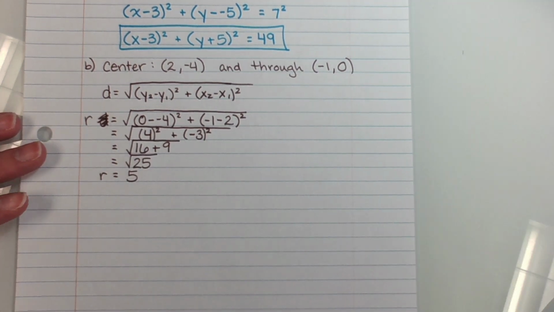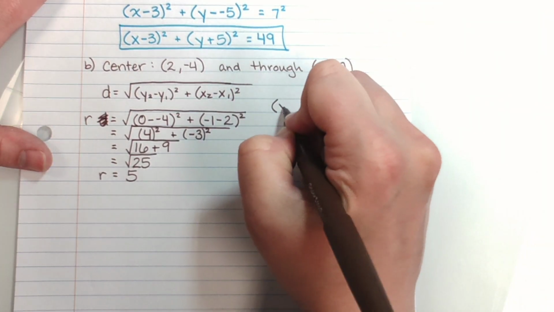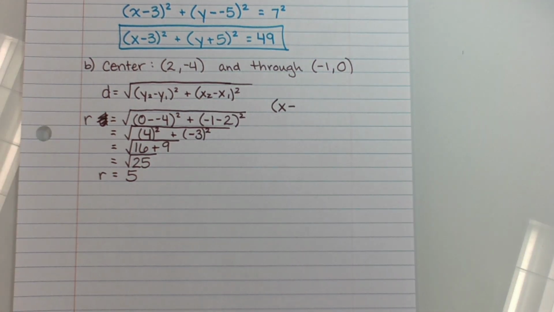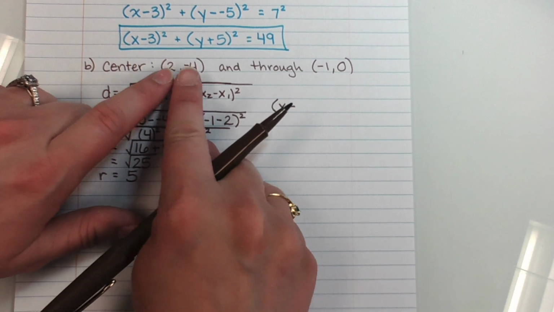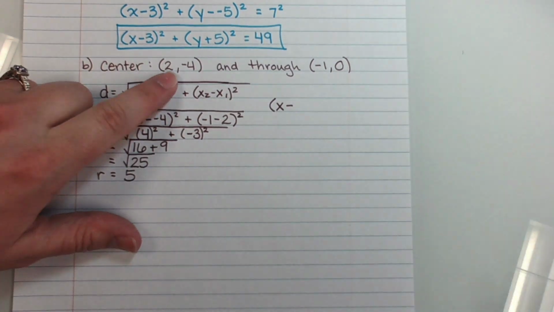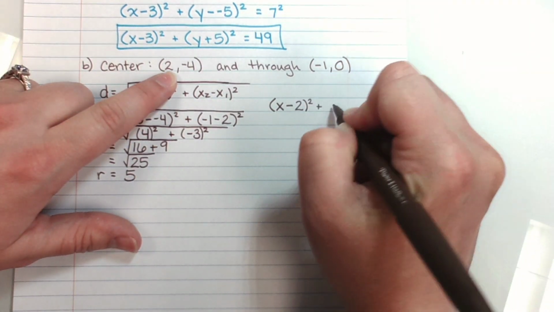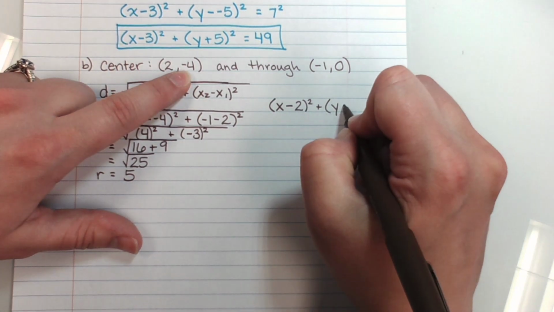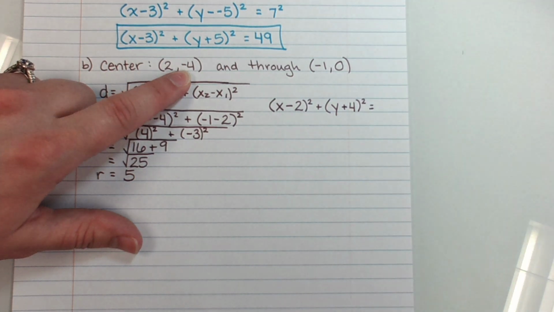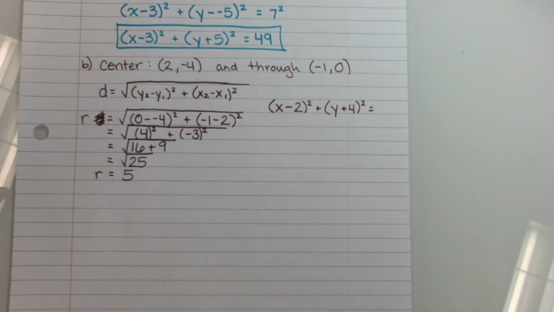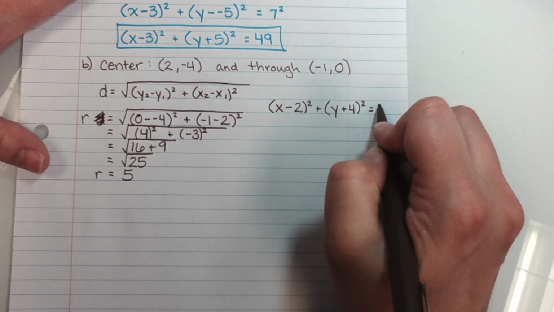Now that I know my radius, x minus h. Is h 2, negative 4, negative 1, or 0? It's 2. Make sure you're grabbing from the center, not from this point. This point does not go into the equation, it was only used to find the radius. X minus 2, quantity squared, plus y minus negative 4, so I can change it to a plus 4, equals... remember it's r squared. R was 5, so r squared is 25.